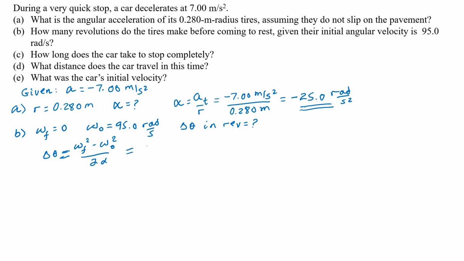Plug in the numbers. 0 minus omega naught, which is given to be 95.0 radian per second. Square it. Divide that by twice alpha, which is calculated in A to be negative 25.0 radian per second squared from the tangential acceleration and the radius. That yields 180.5 radian.